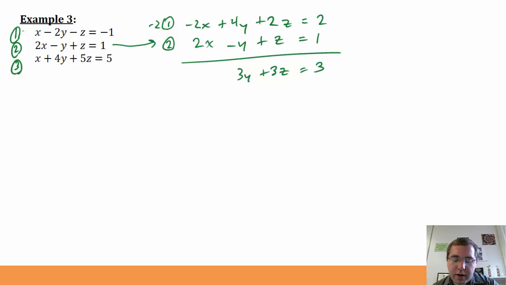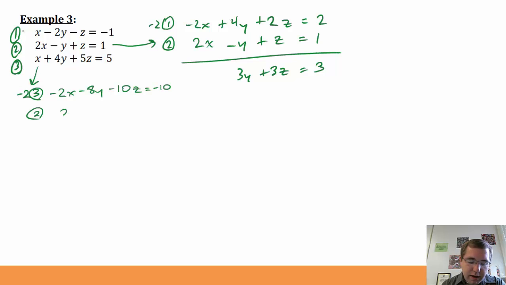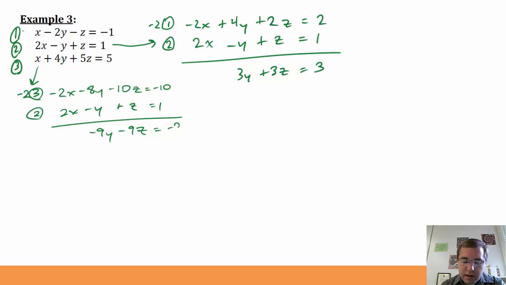Alright, now I have one equation of y and z. Let's get another equation of y and z. Let's say I take negative 2 times equation number 3. That will give me negative 2x minus 8y minus 10z equals negative 10. If I add that to equation number 2 the way it is, 2x minus y plus z equals 1, the x's cancel, and I get negative 9y minus 9z equals negative 9.